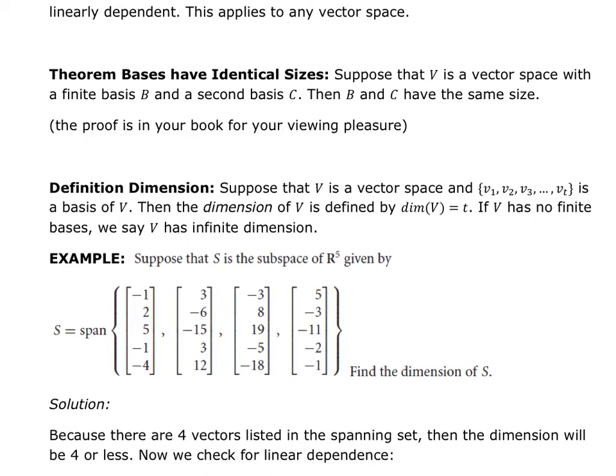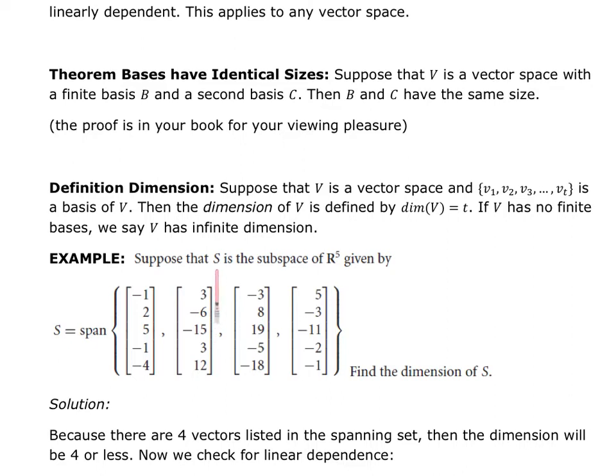So let's define what we're talking about when we say size. Suppose V is a vector space where V1 to Vt is the basis. So that means they're linearly independent. And then the dimension of V is defined by d of V is equal to t. If V has no finite basis, we say V is infinite dimensional. Let's start with an example.